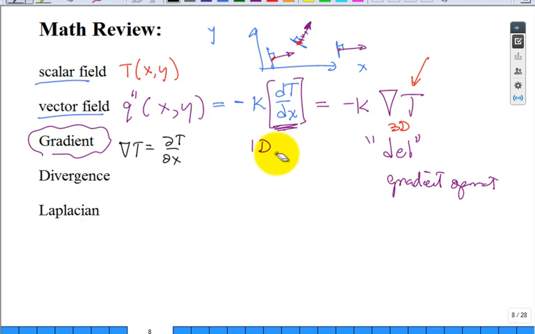I shouldn't do this for you. I should say, do you know what it is? Instead of just showing it to you. Do you know what it is? Can you write it down on a piece of paper? Can you write it down from memory? Do the gradient of T. I'm going to walk around and check a few.